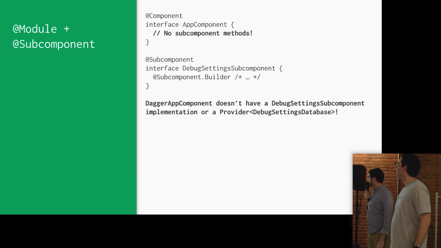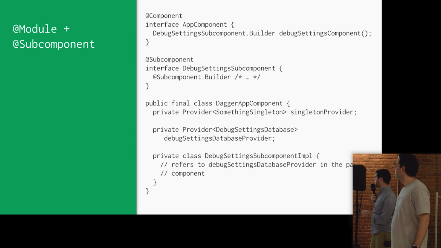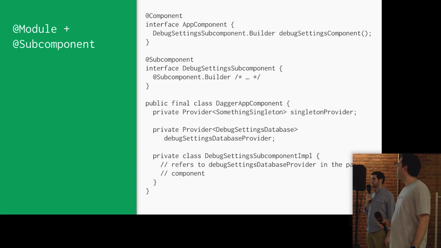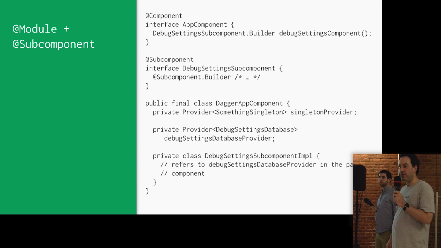So if we're going to switch around the implementation and see what we can do, the main point here is that even though something singleton is used in debug settings, we need one instance per lifetime of the application, but it's only used in a subcomponent. If we were to put that in the subcomponent implementation, each time you create a new debug settings subcomponent impl, you would get a new instance. We don't want that. And the other thing to note here is that if your application never actually calls the debug settings component to instantiate that subcomponent, it doesn't matter. You still pay the cost of initializing it.